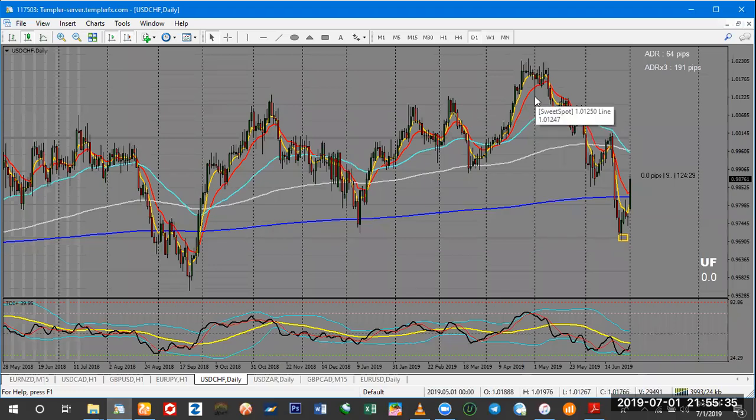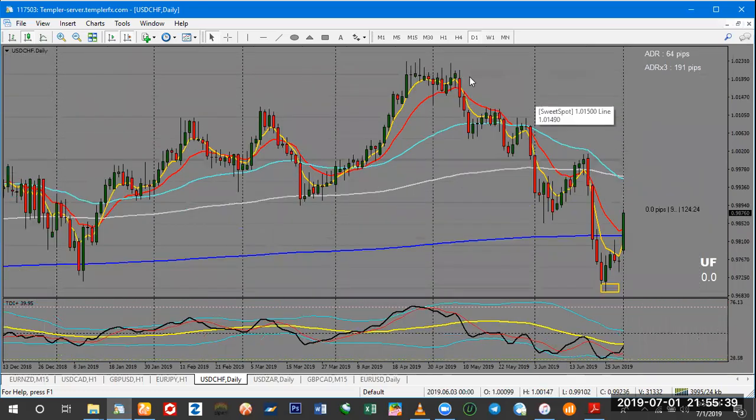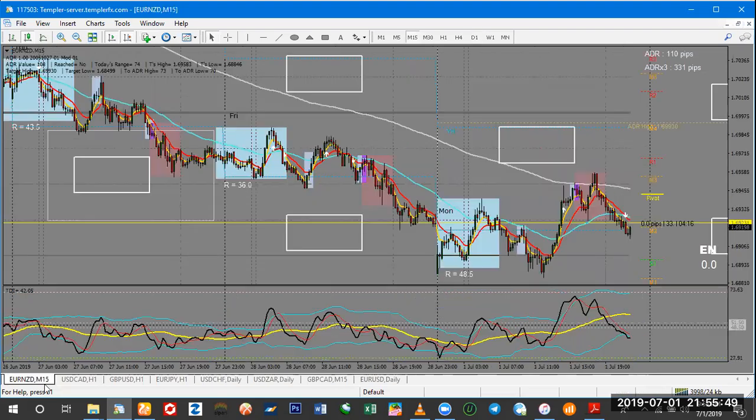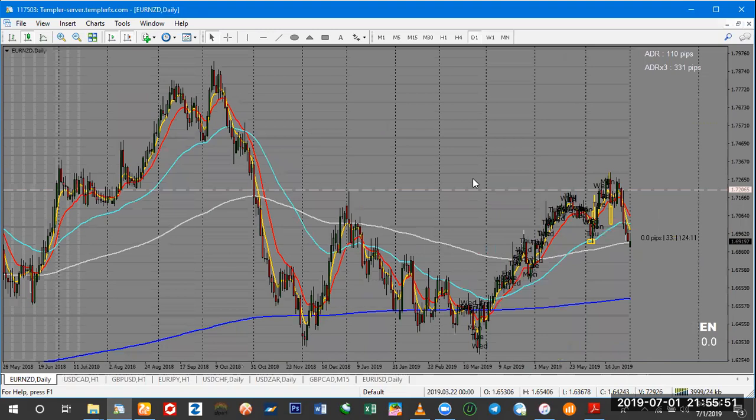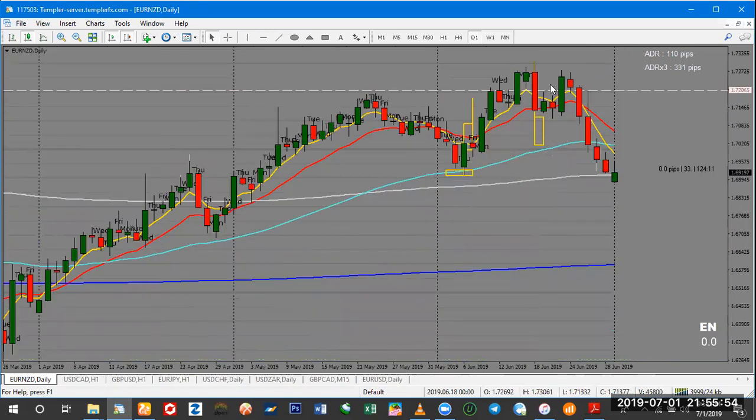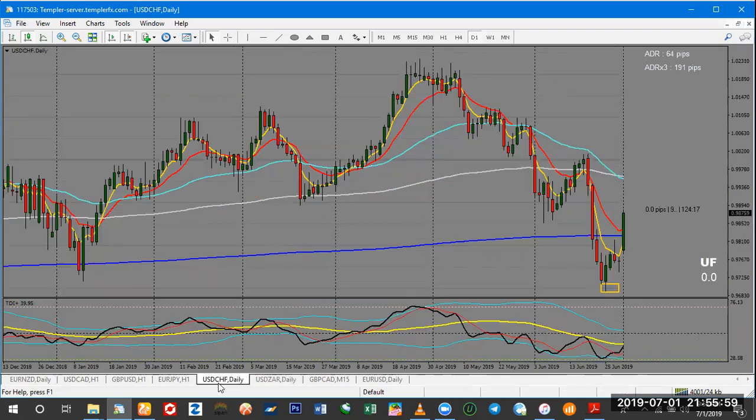This is the daily chart for USD Swiss franc. You see this peak? This is a very good peak. You see an M here, right? Also, Euro New Zealand has a good peak on the daily. You see this? There's an M on the daily. This was franc, a very good peak here. Now, there's a very good peak on the daily chart, like the dealer has spent many days forming this peak.